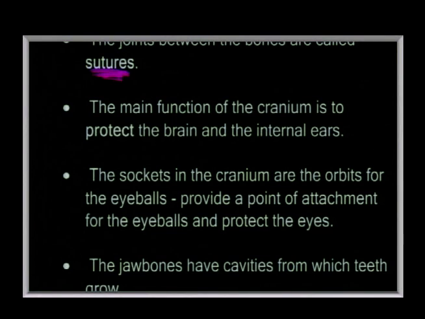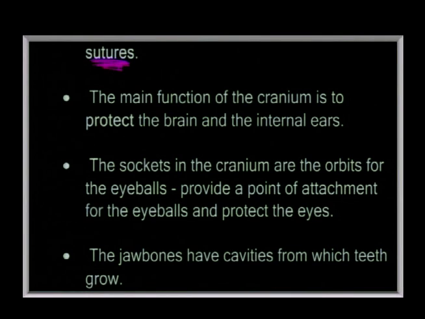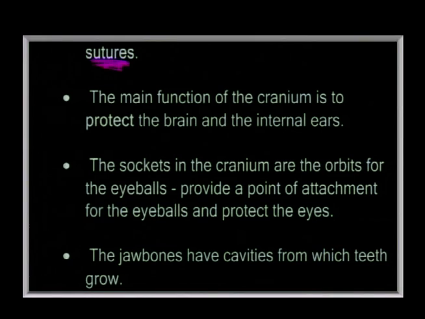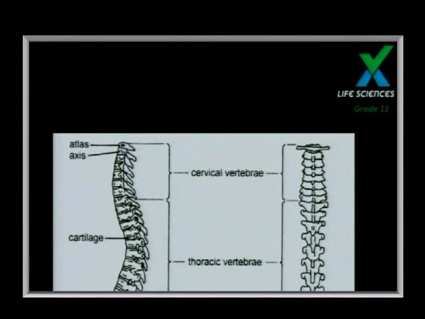The sockets in the cranium are the orbits for the eyeballs, okay? And it's also the point of attachment. Now, if you have a skeleton at school, go and have a look at it and you'll see where the orbit is for the eyeball, there's a hole in the back. And that hole in the back is where the optic nerve will leave the eyeball to go to the brain. Okay, and then the jaw bones have cavities, clearly, where we have our teeth.